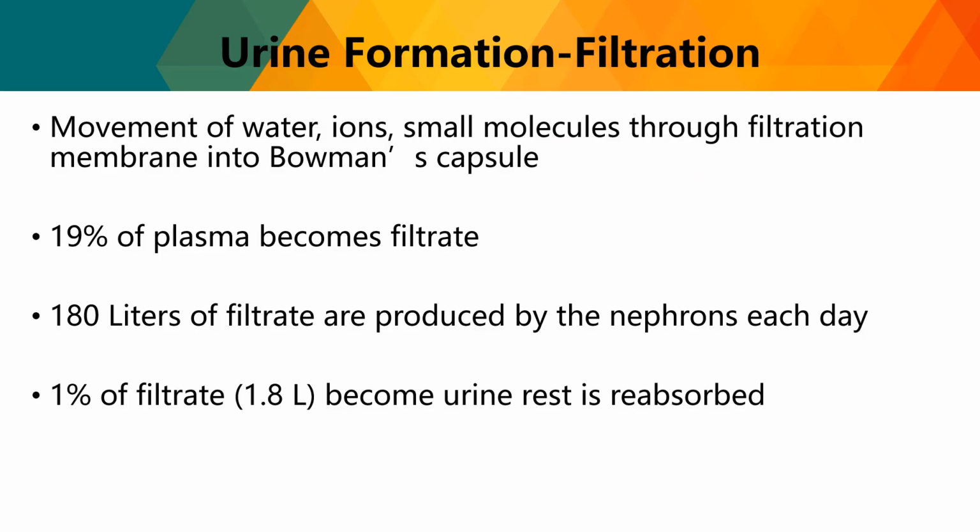So the urine formation filtration process is the movement of water, ions, and small molecules through the filtration membrane into the Bowman's capsule. 90% of plasma becomes filtrate. 180 liters of filtrate are produced by the nephrons each day, and 1% of the filtrate, or about 1.8 liters, becomes urine, and the rest is reabsorbed.